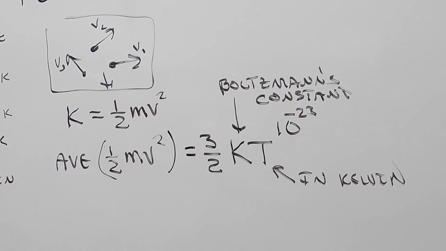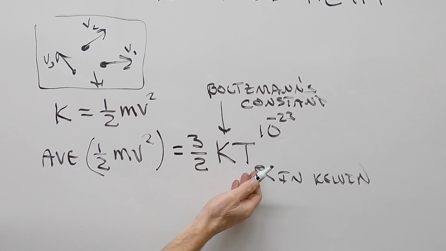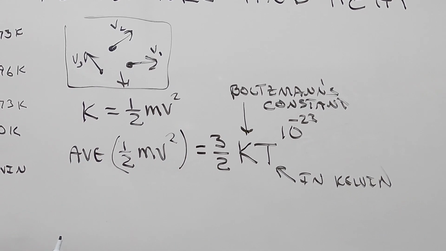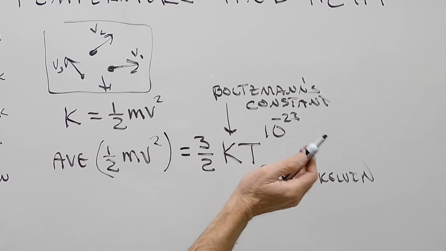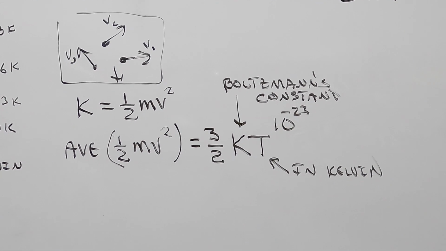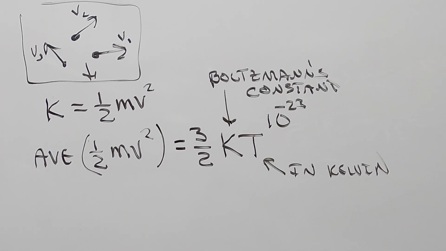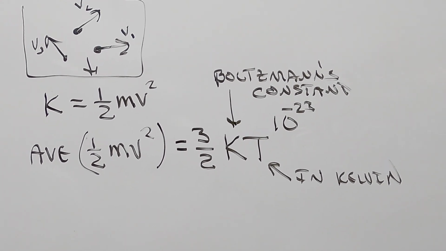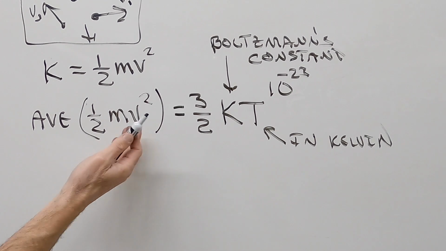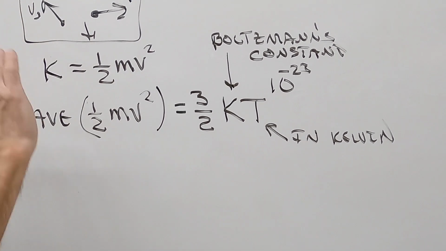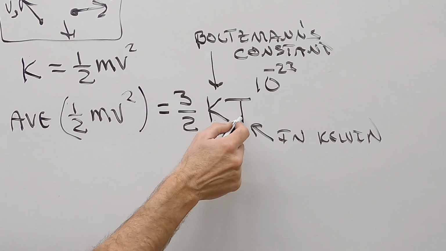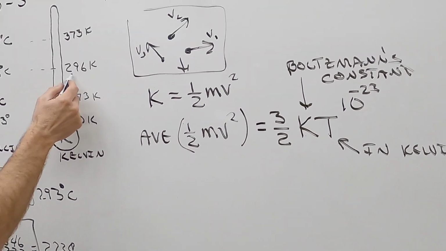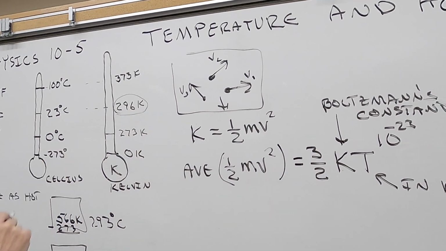Right here, we can see at 0 degrees Kelvin, they've stopped all the motion. This can never go negative, so you can never have a negative temperature. So if I wanted to find out what the speed of the air molecules in this room is, I know what that number is. The temperature in this room is somewhere around right there. We could just use 300.